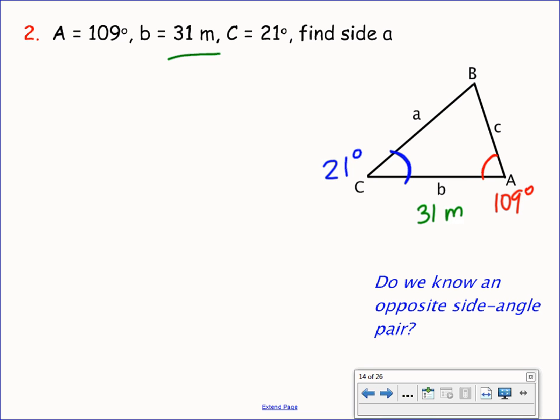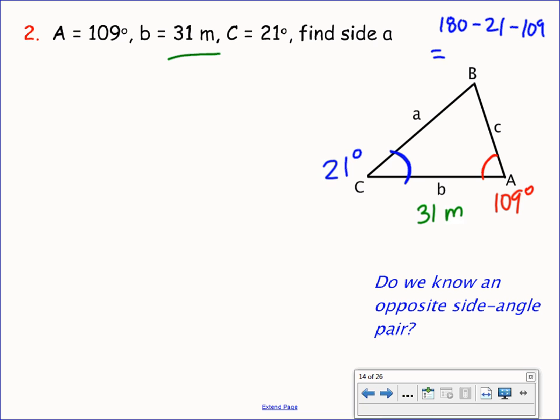Anytime we have two angles in a triangle, regardless of whether it's a right triangle or otherwise, I get the third one for free because they must sum to 180. Good, Jacques. So let's do 180 minus 21 minus 109, and that equals angle B.